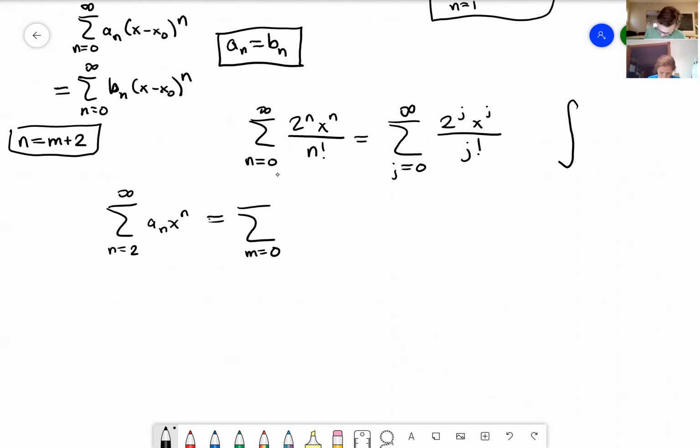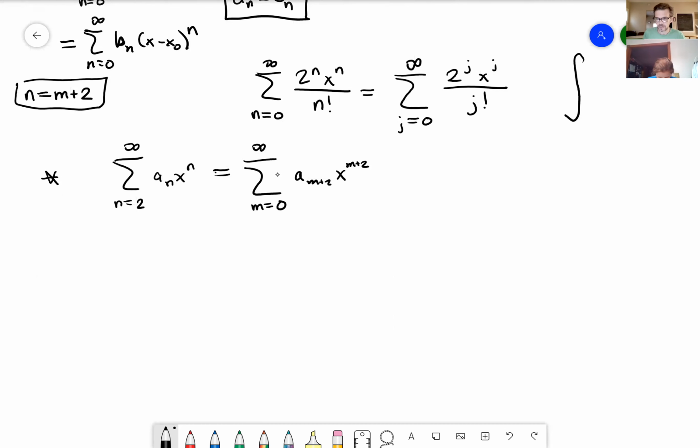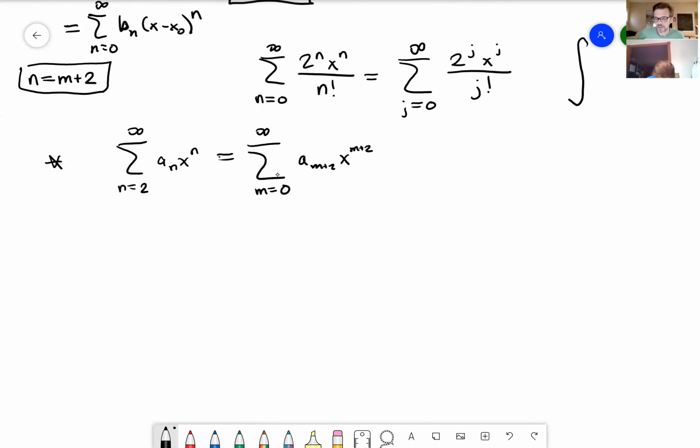Anyway, the upper limit would be infinity. When n is equal to infinity, m would be infinity minus 2, which is, of course, still infinity. And when we replace n, we'll replace it with m plus 2. This is a simple first example of shifting our index of iteration when we're going through the summation.